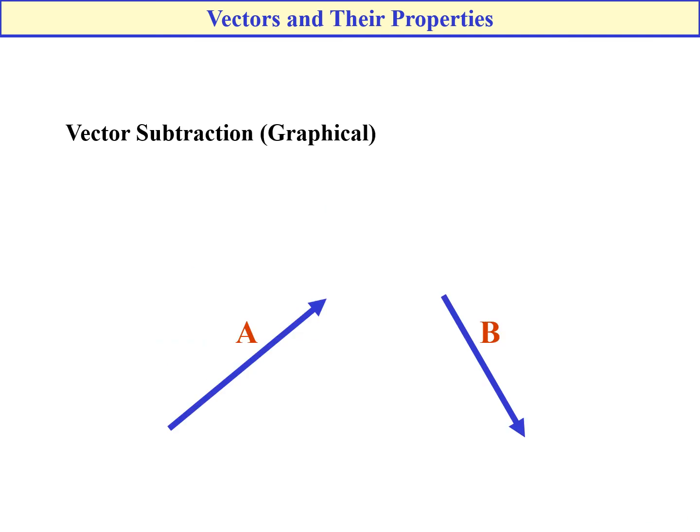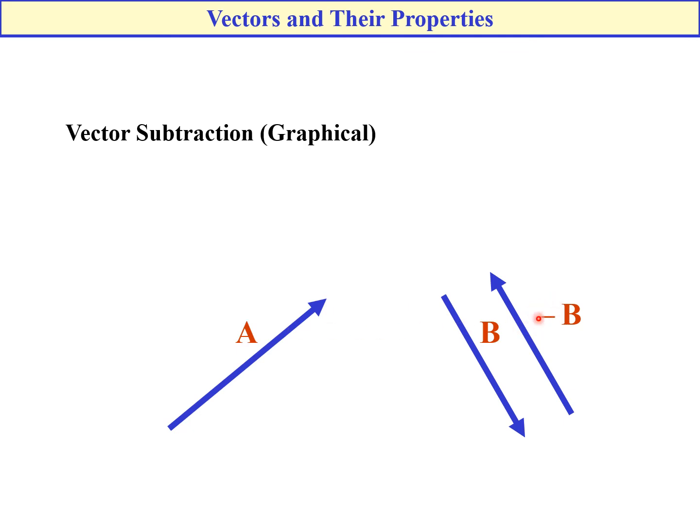Subtracting vectors. Now, subtracting vectors seems a little weird. It's like, well, how do I subtract one from the other? But really, subtraction of vectors is going to be addition. We literally just take a negative of one of the vectors. So when I have A minus B, really what I'm going to do is A plus a negative B.